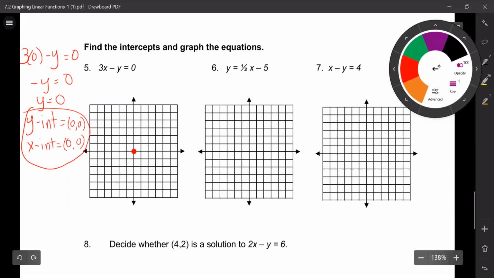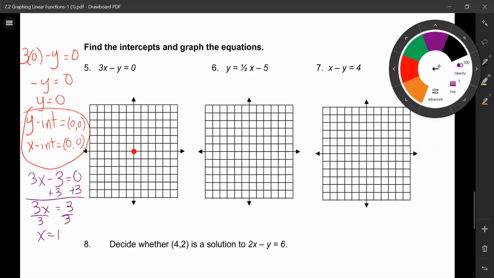So you can just pick any number and plug it in to find another point. Let's plug in 1 for y, or no, that's not a good one. Let's do 3. Let's plug in 3 for y. So 3x minus 3 equals 0. So add 3 to both sides. 3x equals 3, divide both sides by 3, so x equals 1. So when y is 3, x is 1. So if we had a little xy table here, x is 1, y is 3. And we already also had 0, 0. Okay. So 1, 3. All right. So then we can draw the line.